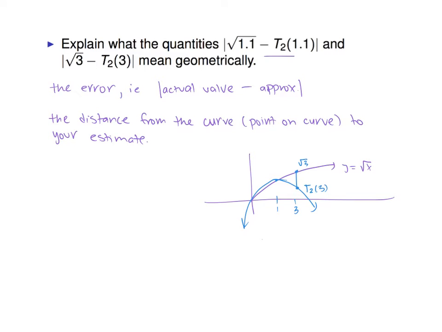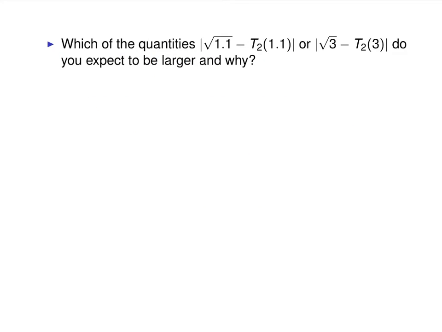Okay. And then this next question, which of these quantities do you expect to be larger and why? Because I think they are the error, right? So we centered our thing at a equals 1, right? Thinking about that picture, is the distance from root 1.1 on the curve to its polynomial going to be bigger or smaller than the distance from root 3 to T2 of 3? Yeah, the second will be larger.